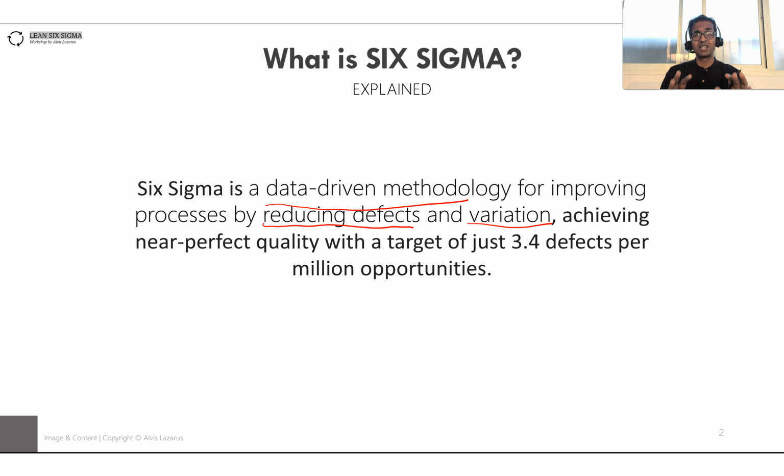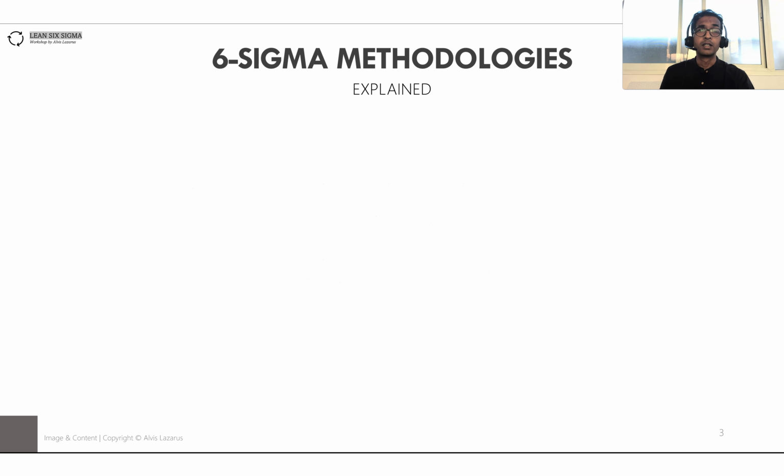In case you're still not clear about what this 3.4 defects per million opportunities is, don't worry about it. As a continuation to this video, I am making a dedicated video on DPMO and arriving at the Six Sigma level. But for this video, the content is going to be on the different Six Sigma methodologies. Okay, so let's move ahead. First, I'm going to show you the different Six Sigma methodologies available, and then I will take them one by one, explain them, and give you some use cases.